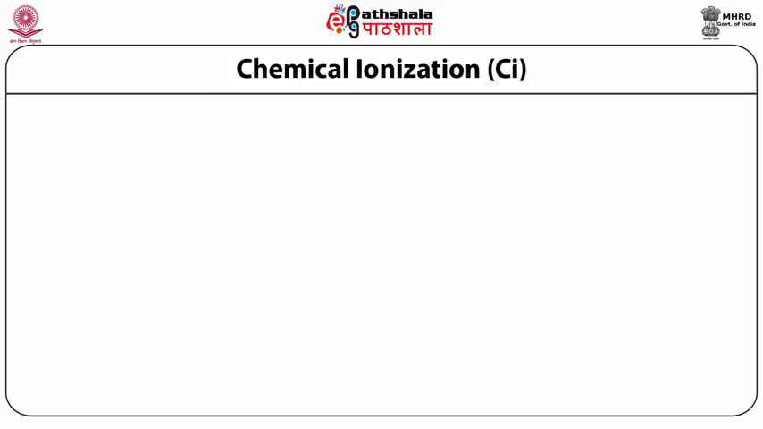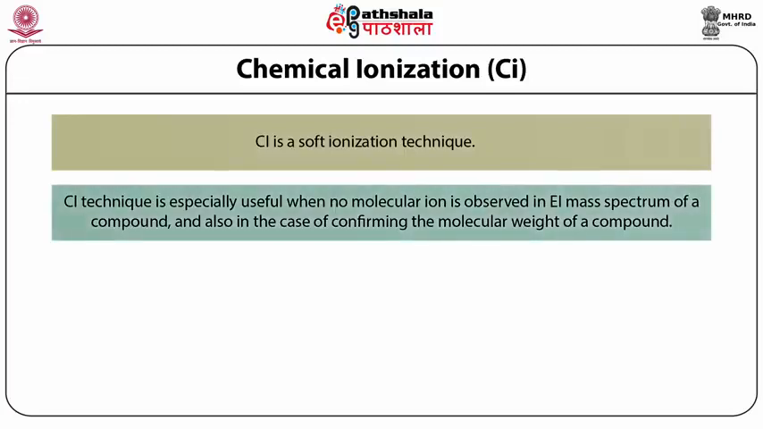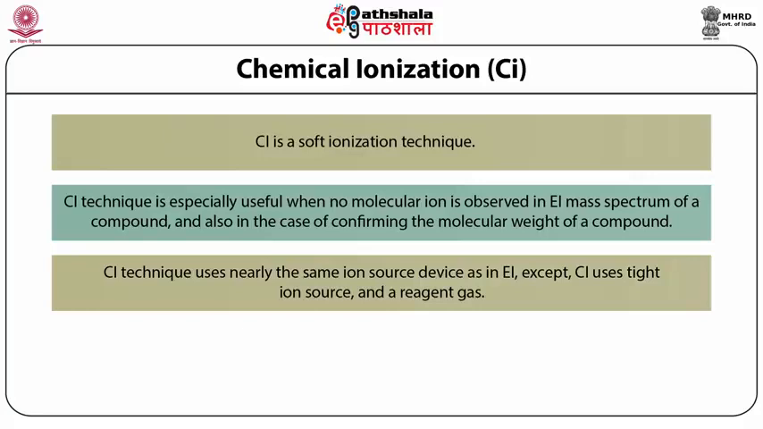Coming to chemical ionization mass spectrometry or chemical ionization ion source, it is a soft ionization technique. As I told you earlier, chemical ionization technique is essentially useful when no molecular ion is obtained in the electron ionization mass spectrum of a compound, and also in the case of confirming the molecular weight of a particular compound. The chemical ionization technique uses nearly the same ion source device as in electron ionization, except that chemical ionization uses a tight ion source and a reagent gas.